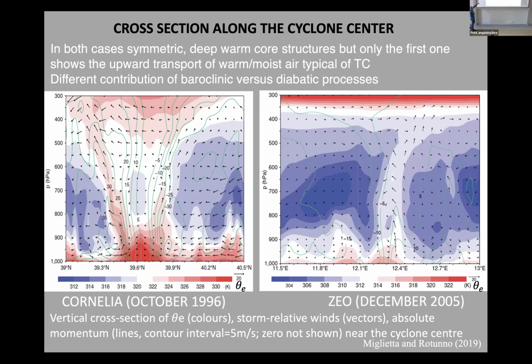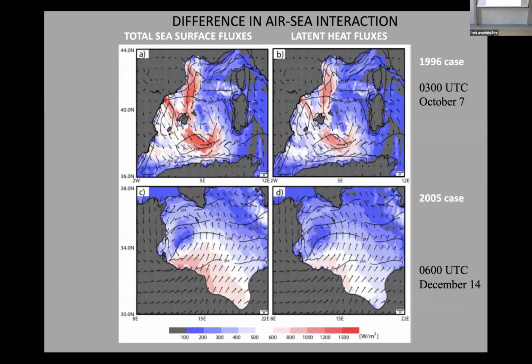In one case, you have convergence in the low level. This is the cyclone relative wind, so convergent in the middle, uplift along absolute momentum lines, and a nearly neutral environment on the left. While in the right case, the behavior is completely different. So the development of these two cases apparently is different.